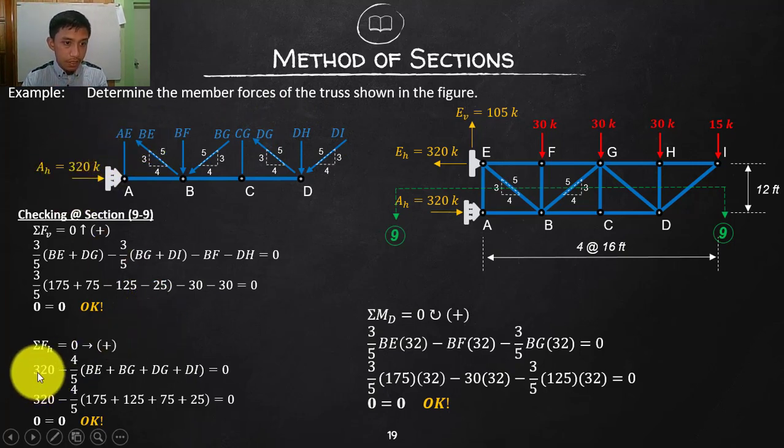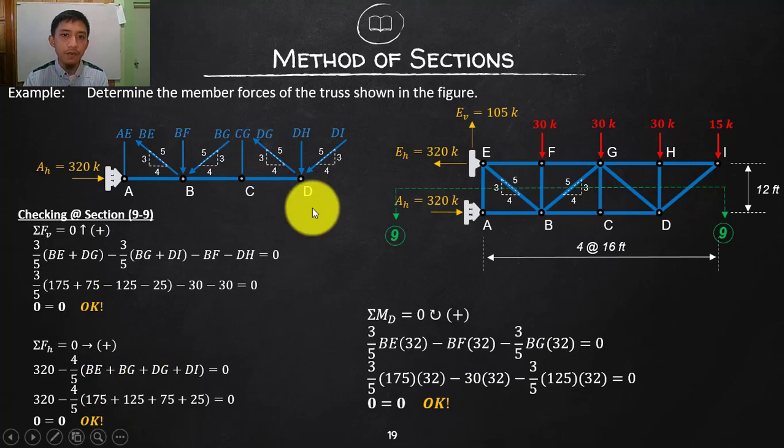So the reaction is going to the right, so positive, and the components of the rest of these forces are all going to the left. So these are all negative. And all the slopes are 4/5. So 4/5 of all of these forces, BE, BG, DG, and DI. Substitute 175, 125, 75, 25. Calculating this will give us exactly 0, which is equal to the other side, which is 0. So we also satisfy equilibrium horizontally.